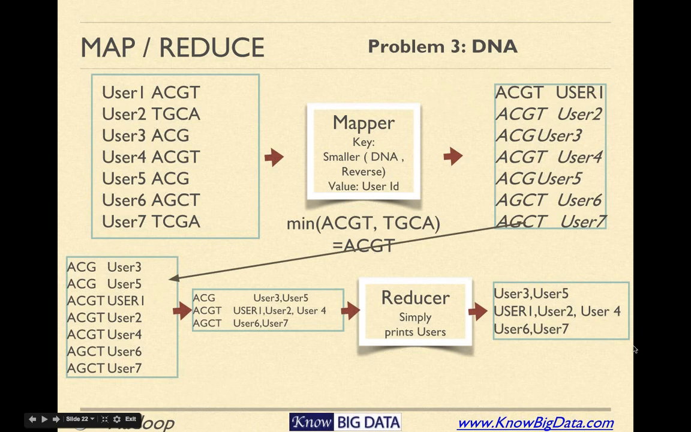Okay, the same could have been true if we put max instead of min, as in TGCA. Then in this case it will be TGCA, right? So what we are trying to do is make the keys for user 1, user 2 and user 4 identical so that MapReduce will automatically bring them together.